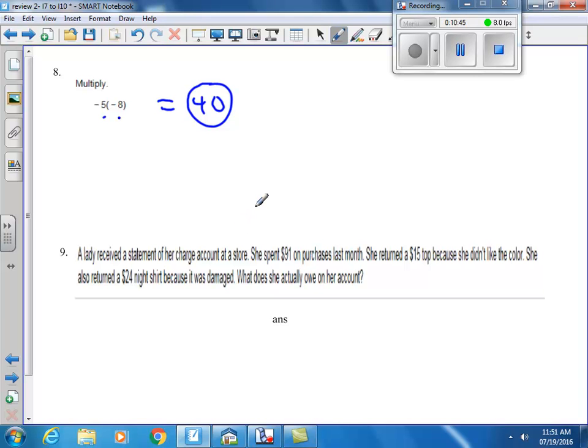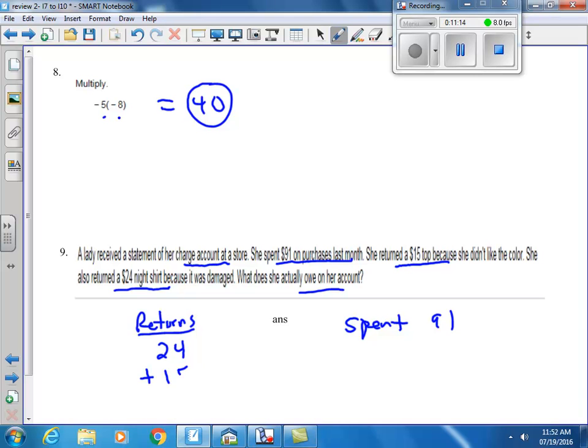So with this next one, we have a word problem. A lady receives a statement on her charge account that she spent $91 last month, and I'm just going to write that, spent 91, but she returned a $15 top, and then later she returned a $24 shirt. So how much does she actually owe? So, well, let's just kind of map it out. So her returns were the 24 and the 15. So she had $39 in returns.